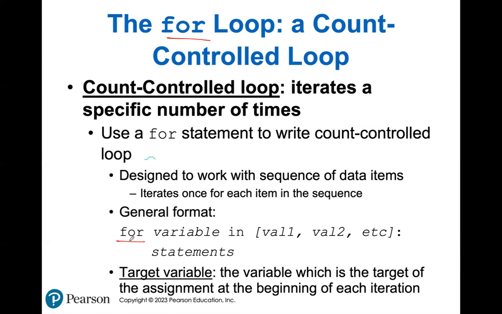So what you're going to do is you're going to put your keyword for, then you're going to put whatever variable you want to check, in is the keyword in, and some sort of sequence. So in this case, this is an array of values, value 1, value 2, and etc. So you're going to use that for loop to check for variables in some sort of sequence, and then whatever you want to execute inside of your code.